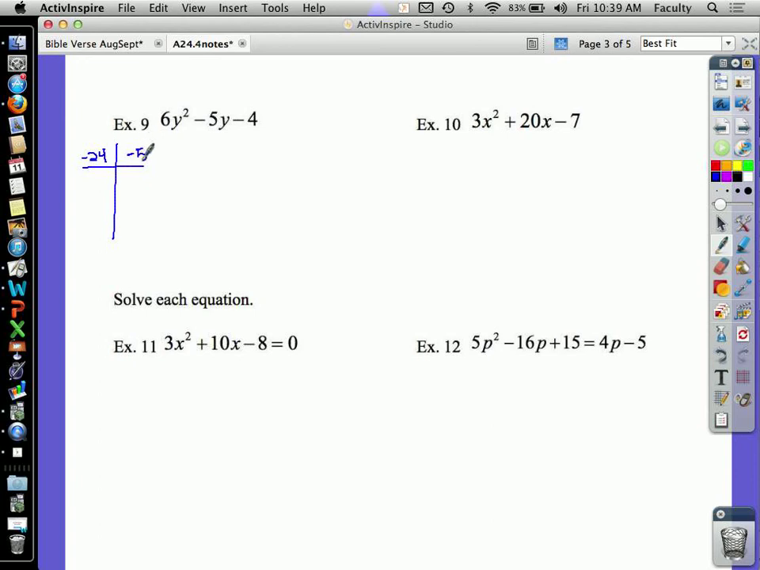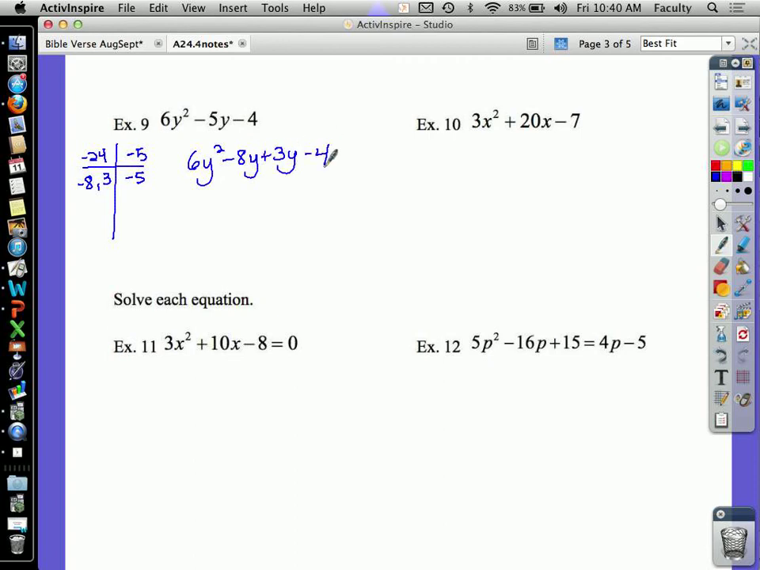I'll do example 9, the AC method, but I'm going to do 10 by trial and error. In 9, you take 6 times negative 4, a times c, from ax squared plus bx plus c. So I'm looking for a product of negative 24 that adds up to negative 5. I know it has to be one of each. So I'm going to get 6y squared minus 8y plus 3y minus 4.